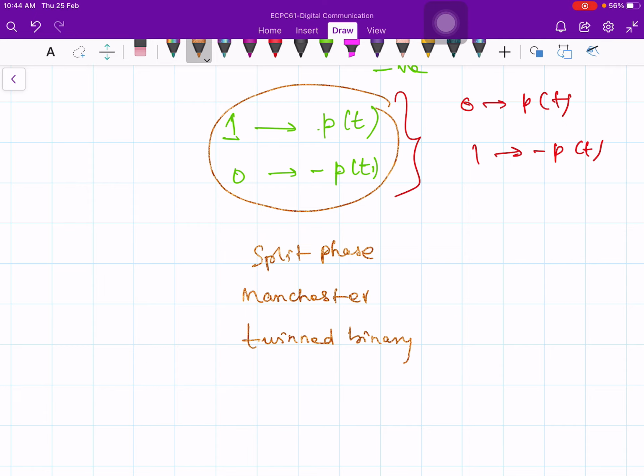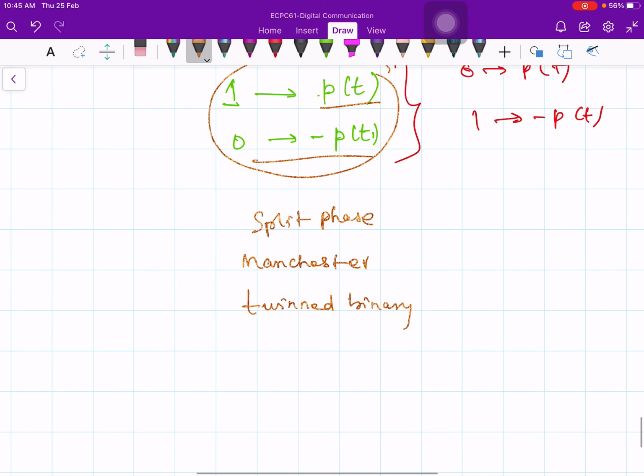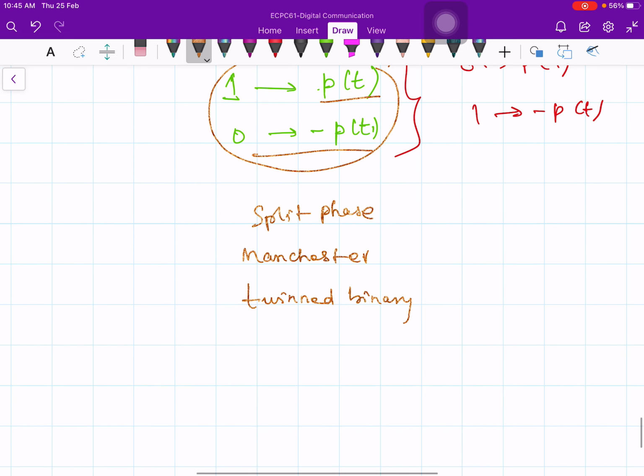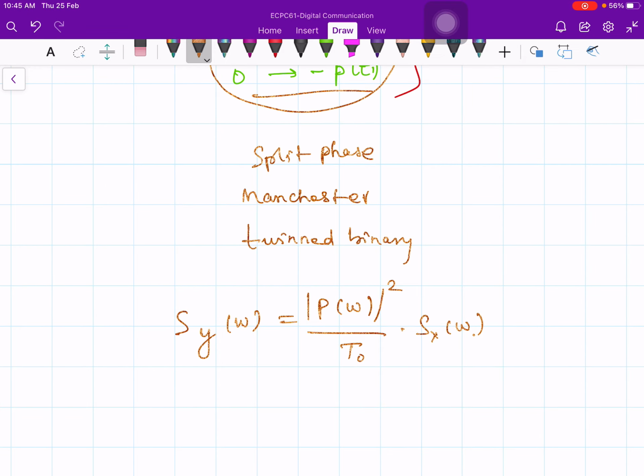Okay, so that's what you do in the Manchester coding. 1 will be represented by P of t and 0 will be represented by minus P of t. Now, as far as the power spectrum is concerned, this is very simple. Sy of omega is equal to mod square of P of omega divided by T naught times Sx of omega. Now, Sx of omega we have already calculated.